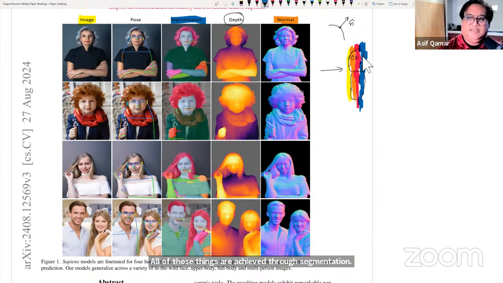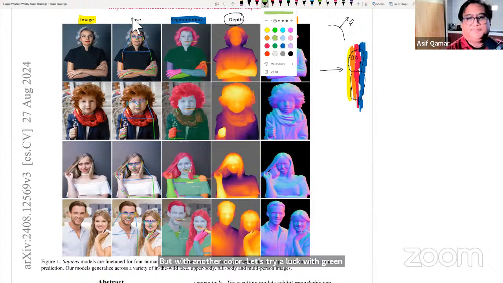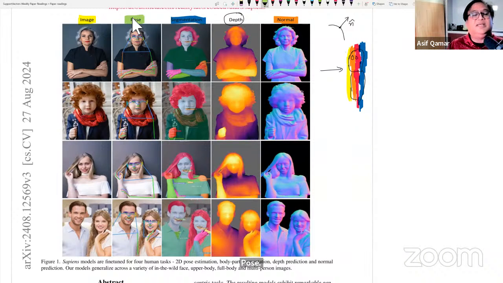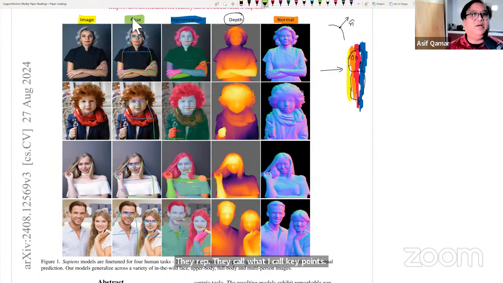The next task that is mentioned here is, I suppose I'll color it with another color. Let's try luck with green. Pose. So pose is literally pose. It is the positioning of specific key points. So for example, if you're looking at hand, if your hands are crossed, it means that you're observing the way your hands are, the way your fingers are, they define the pose. And those points on the hand are called key points. And the location of the key points helps you define a pose.